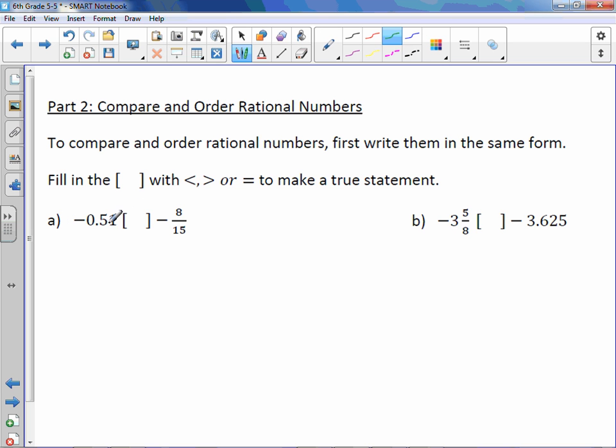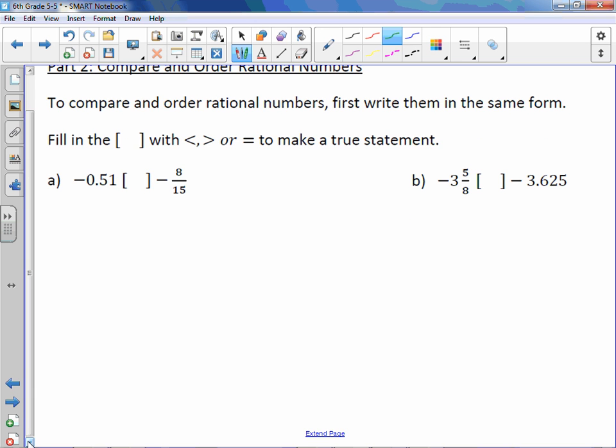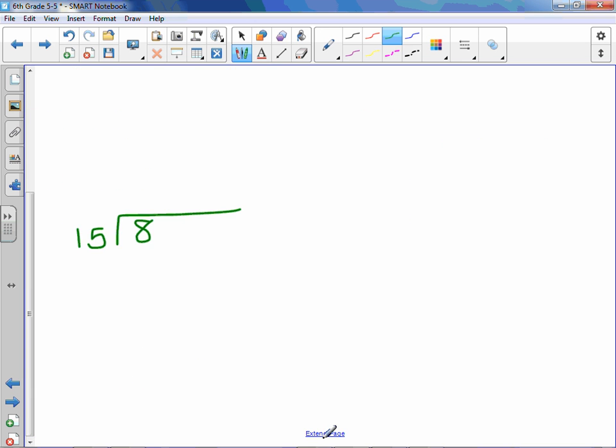If I were to change this to a fraction, it'd be negative 51 over 100, but then I would have to make common denominators with 15. And since 15 doesn't go into 100 evenly, it'll make matters a little bit more difficult. So instead what I'm going to do is change this fraction into a decimal. Remember, fractions are just division. So 15 into 8.